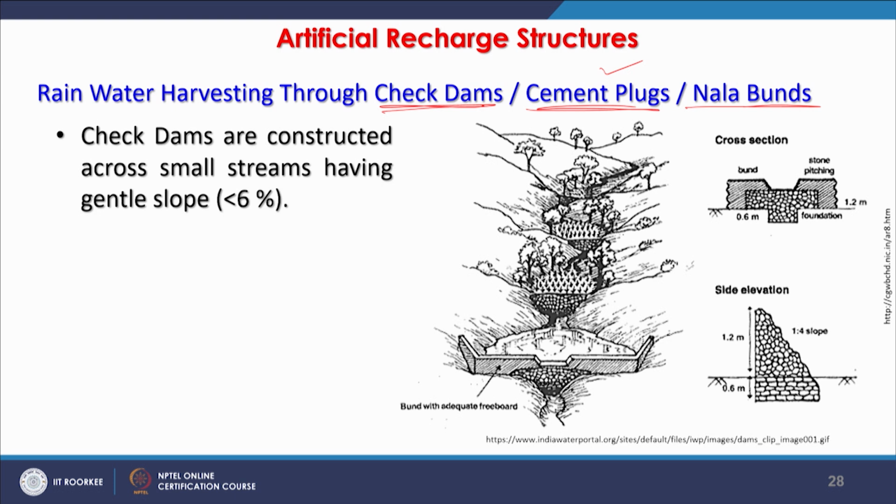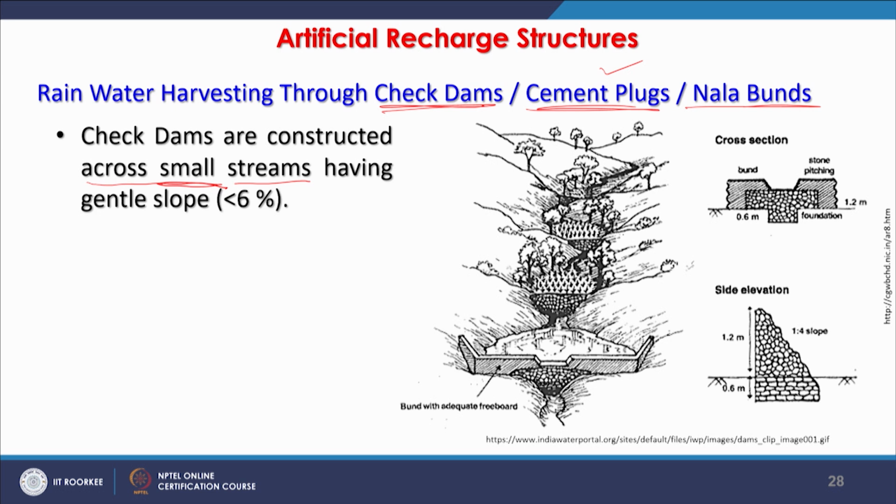Check dams, as the name implies, are basically checking the runoff or stream flow. So, check dams are constructed across small streams having a gentle slope. Now, this is very important: check dams are constructed across small streams, not on large streams. If you want to construct a really large reservoir, it will cost a lot of time and energy, the gestation time is also very high, and it will inundate a large part of the land.